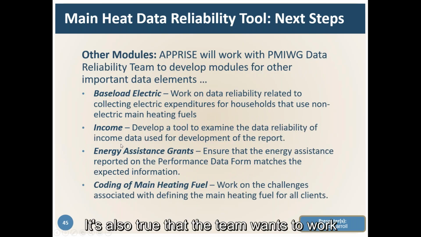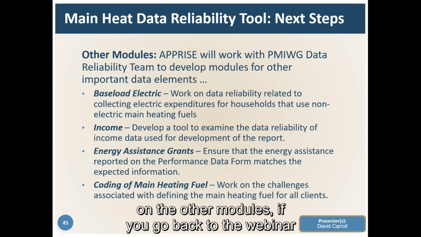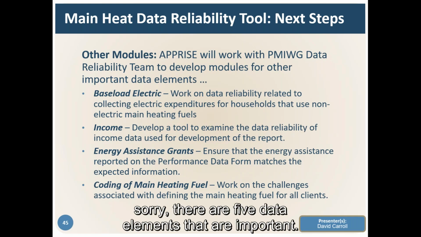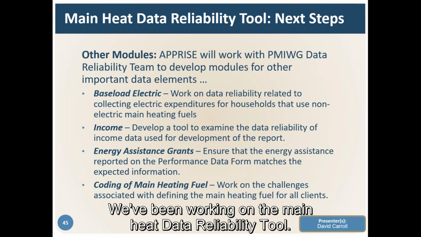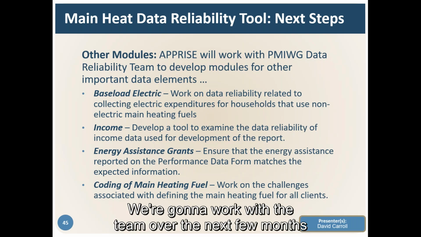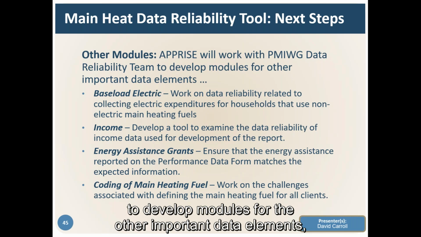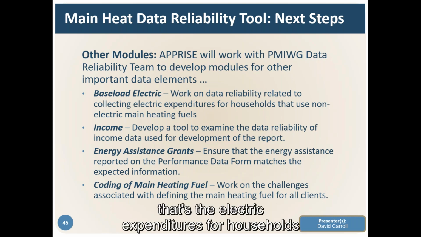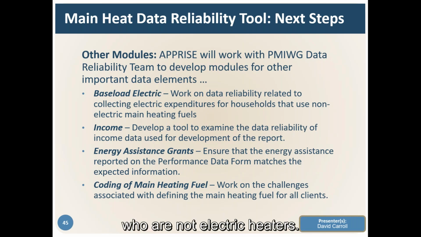Next slide. It's also true that the team wants to work on the other modules. If you go back to the webinar we did last September, we highlighted that there are 5 data elements that are important. We've been working on the main heat data reliability tool. We're going to work with the team over the next few months to develop modules for the other important data elements, including baseload electric. That's the electric expenditures for households who are not electric heaters.